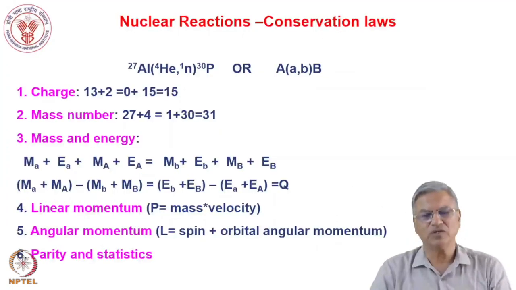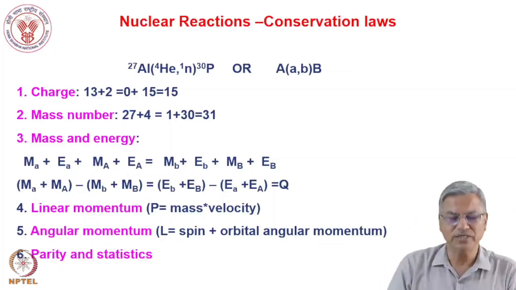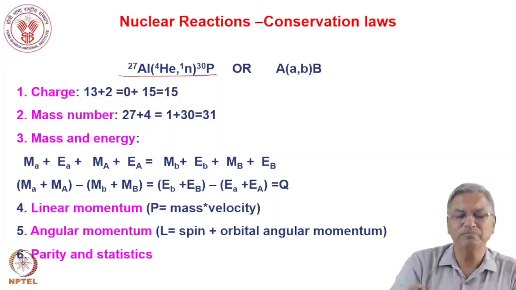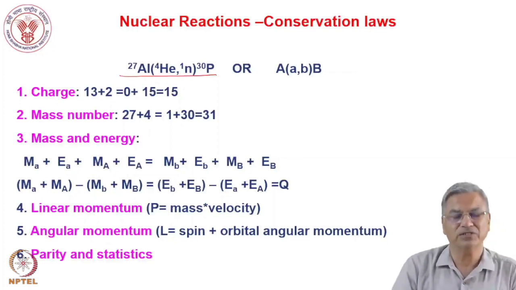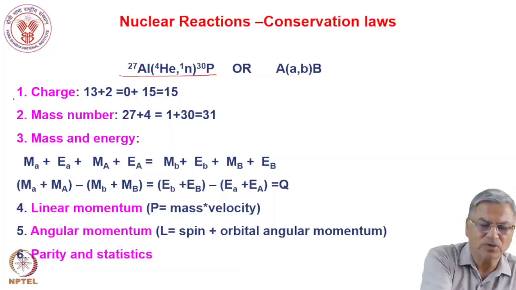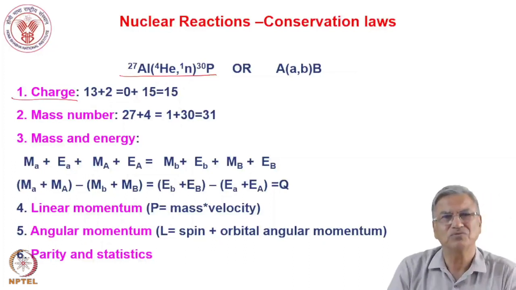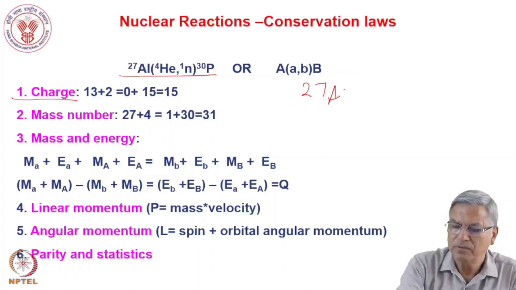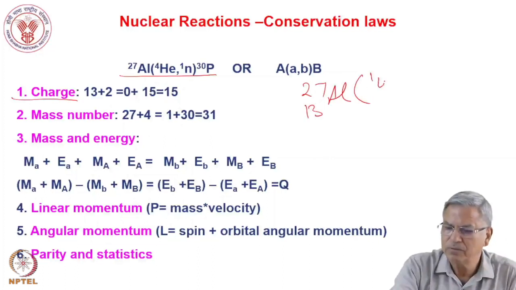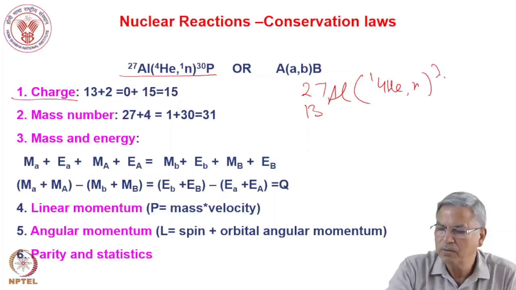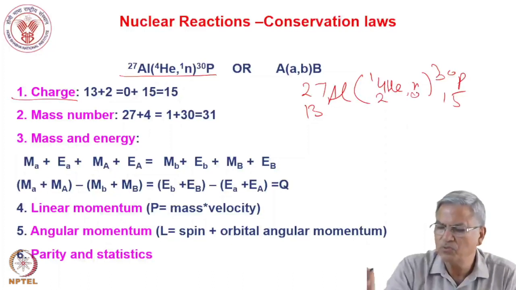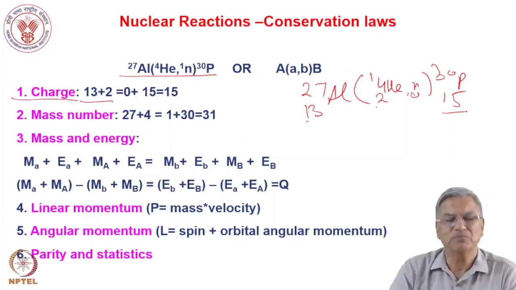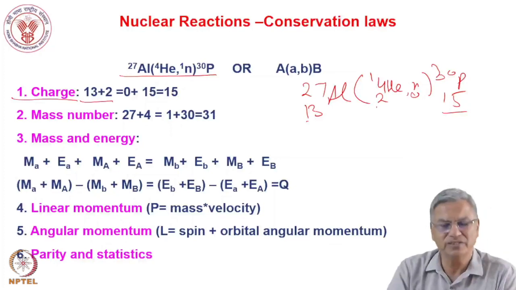Now let us discuss the conservation laws when we write a nuclear reaction, and I will use aluminium-27(alpha, n)phosphorus-30 as an example to illustrate the points. In any nuclear reaction, the charge is always conserved. That will help you in writing the nuclear reaction. For example, aluminium-27 has 13 as its atomic number. So it is 15, 2 and 0. 13 plus 2 is 15, and it is 15 here. So atomic number is conserved. The number of protons in any nuclear reaction is conserved.